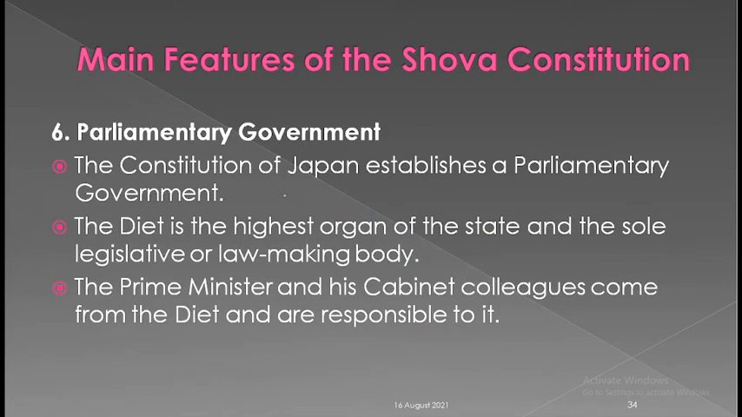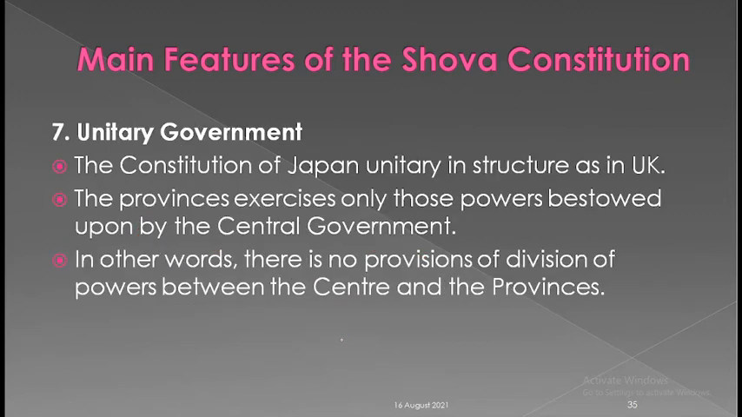Parliamentary government. Though the country has a constitutional monarchy, it also follows a parliamentary government. The Diet, or the parliament, is the highest organ of the state and the sole legislative, or law-making, body. The Prime Minister and his cabinet colleagues come from the Diet and are responsible to it.